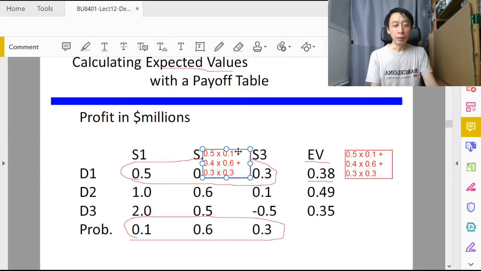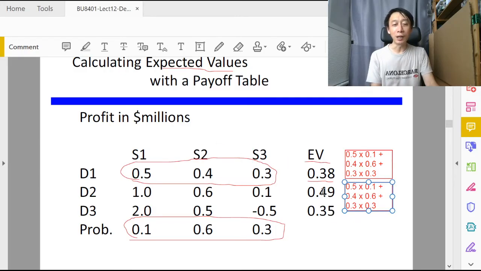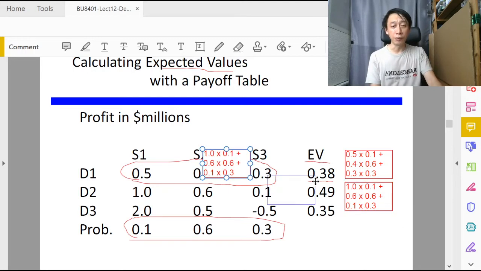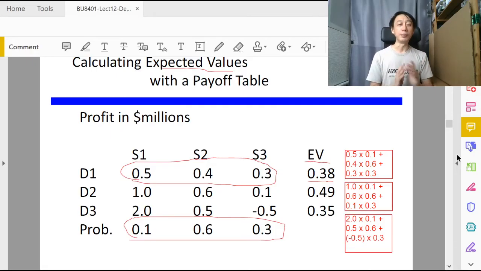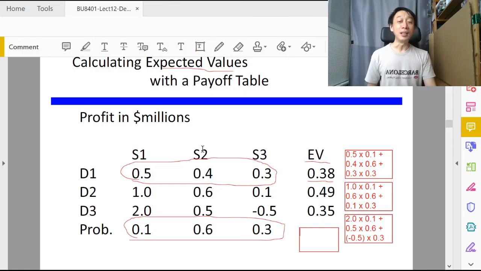Then we repeat the same for decision alternative D2. To get 0.49 as the expected value for D2, we have 1.0, our payoff, times 0.1, plus 0.6 times 0.6, because that's the probability as well, plus 0.1 times probability 0.3. So we get 0.49. And finally, for decision alternative D3, we get 2.0, because that's the payoff that we get if S1 were to happen, but that happens 10% of the time, so we times 0.1, plus 0.5, the payoff, times 0.6, plus, here we have to do a negative 0.5, I put in brackets so that I don't confuse myself, times 0.3. So we get 0.38, 0.49, 0.35.